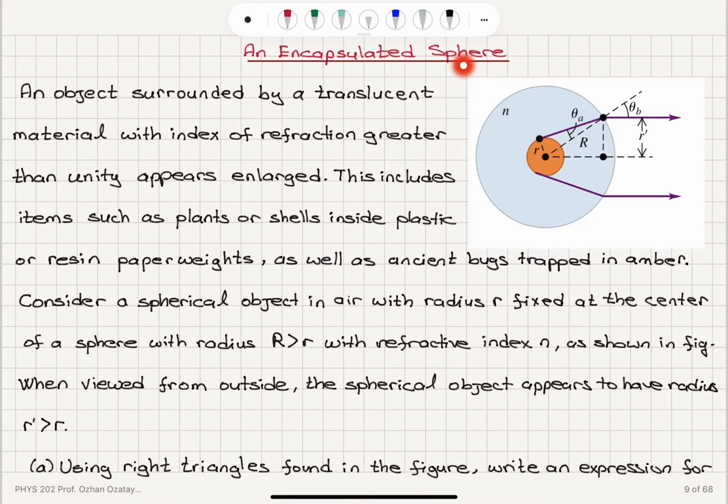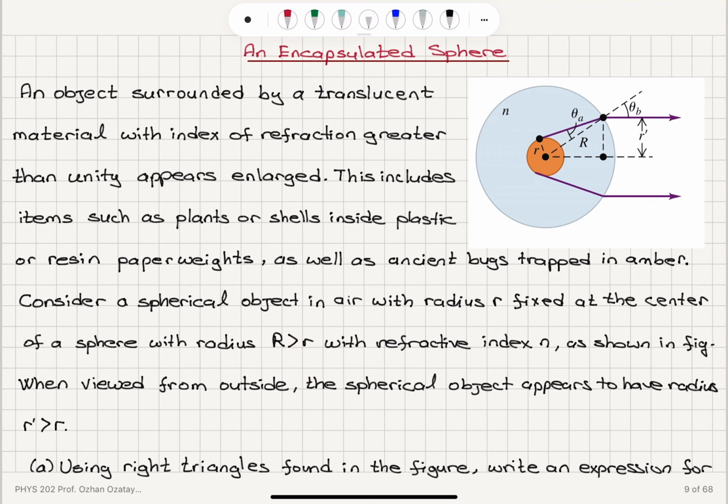An encapsulated sphere. An object surrounded by a translucent material with index of refraction greater than unity appears enlarged. This includes items such as plants or shells inside plastic or resin paperweights, as well as ancient bugs trapped in amber.